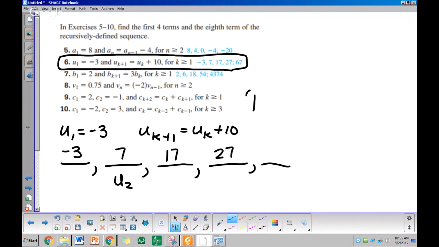This is recursively defined. And recursively defined only means that it's defined by the term in front of it. What did you do to the term in front of it to get to the next term? Does that make sense? That's all that is.